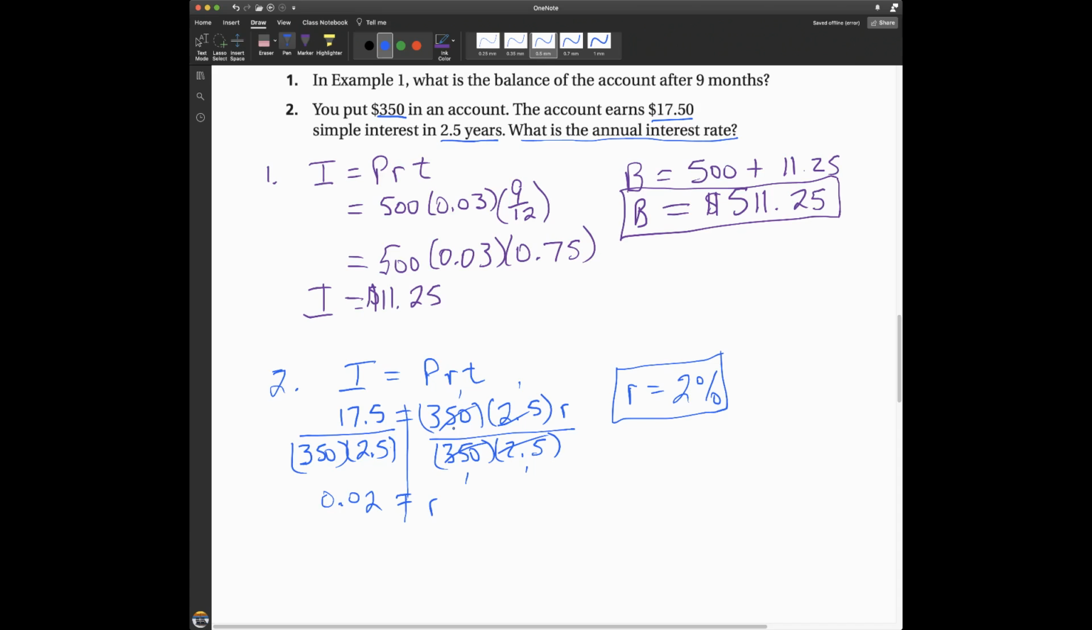I wrote the formula down and plugged in the numbers. I divided both sides by what I saw over here, so that way that cancels. I have to do that over here as well. And I end up with R equals 0.02, which I have to convert into a percent. Okay, so hopefully you got 2%.